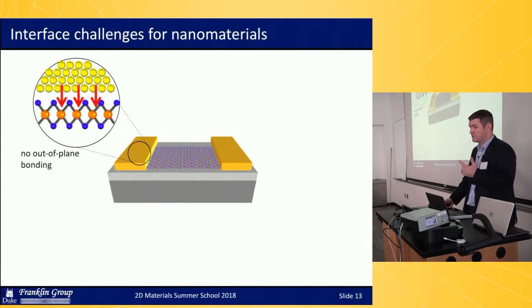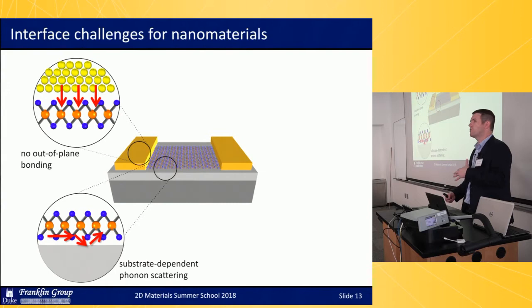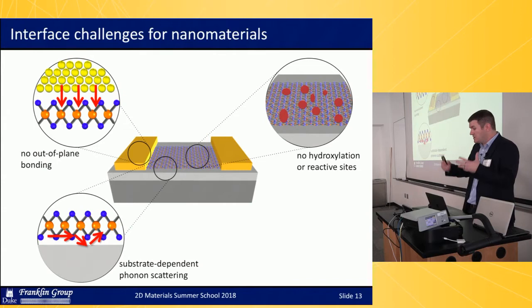The second is that whatever this material is resting on or whatever is on top of it is going to dictate the overall transport behavior. So there's going to be scattering events that are entirely dependent on that interfacial interaction with respect to how carriers are going to move through the material. And then thirdly, because there are no vacancies in the surface, you have no hydroxylation on the surface, and therefore a lowered reactivity compared to a more traditional material surface.